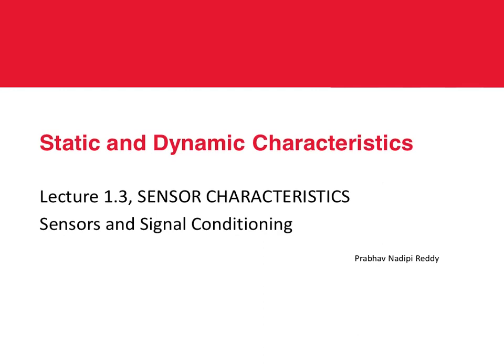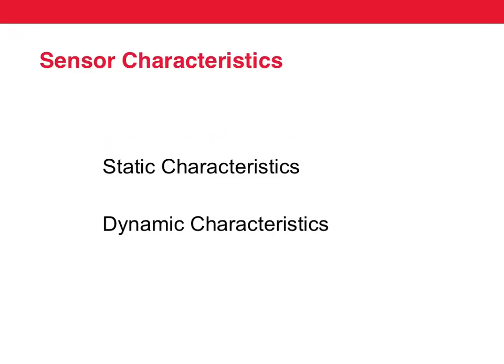In this next section, we want to look at sensor characteristics. Now, what do I mean by sensor characteristics? Sensor characteristics is basically knowing how a sensor behaves. There are two kinds of characteristics that we can talk about. One is static and another is dynamic. The static characteristic of a sensor is the behavior of a sensor when the input to the sensor is not changing.